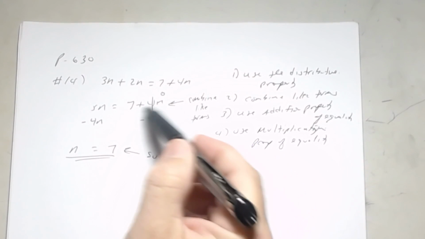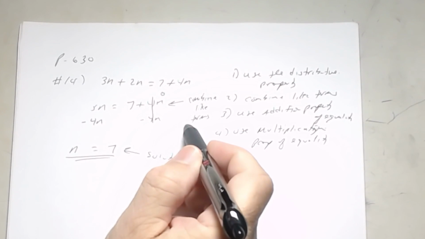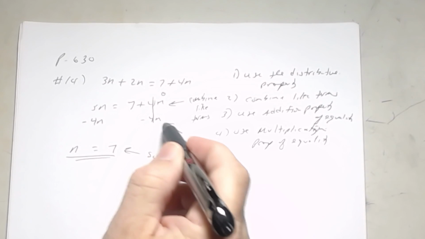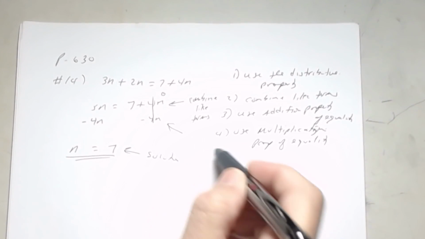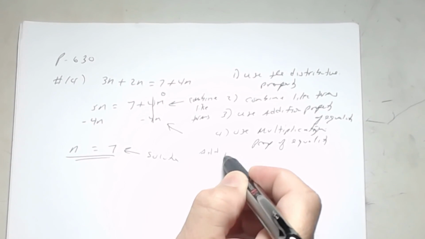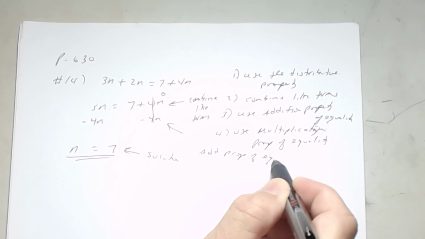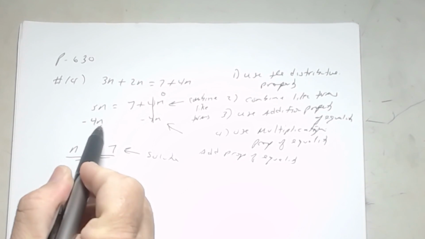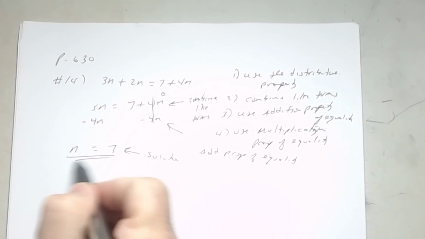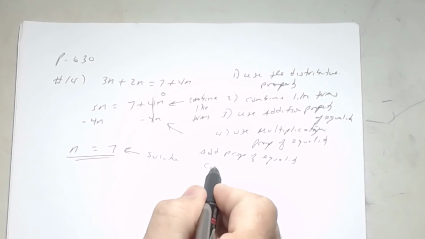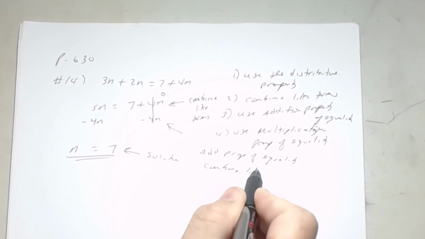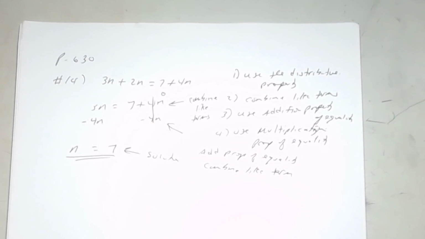All right, so notice I combine like terms first. And then once I combine like terms, I use what property here? What was this property that I just used? The addition property of equality. And once I use the addition property of equality, how did I go from this to this? What did I do? Combine like terms. And I did not have to use step 4. I did not have to use the multiplication property of equality because the coefficient of n was already 1.